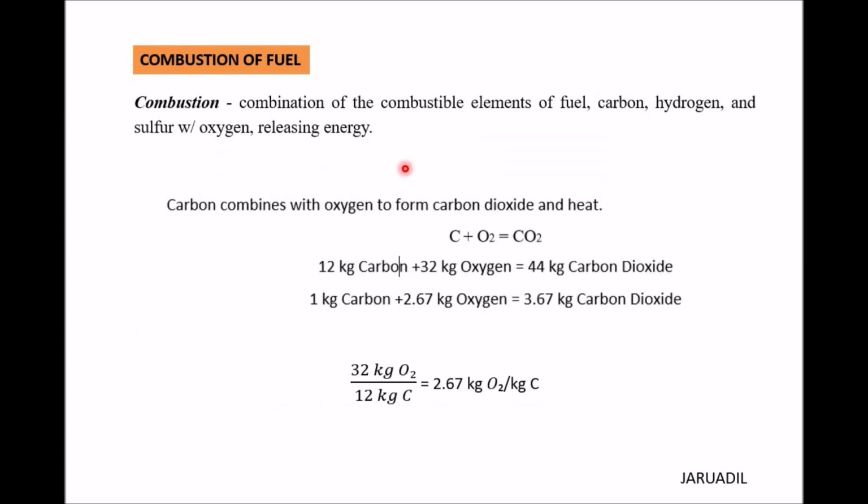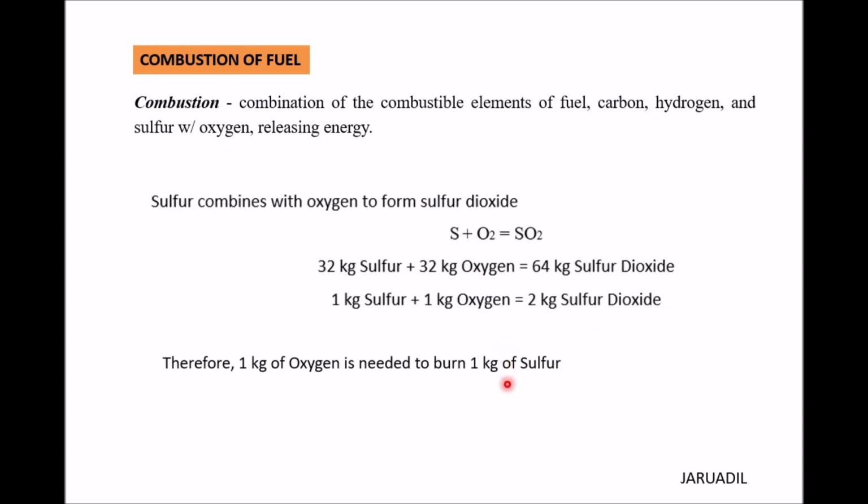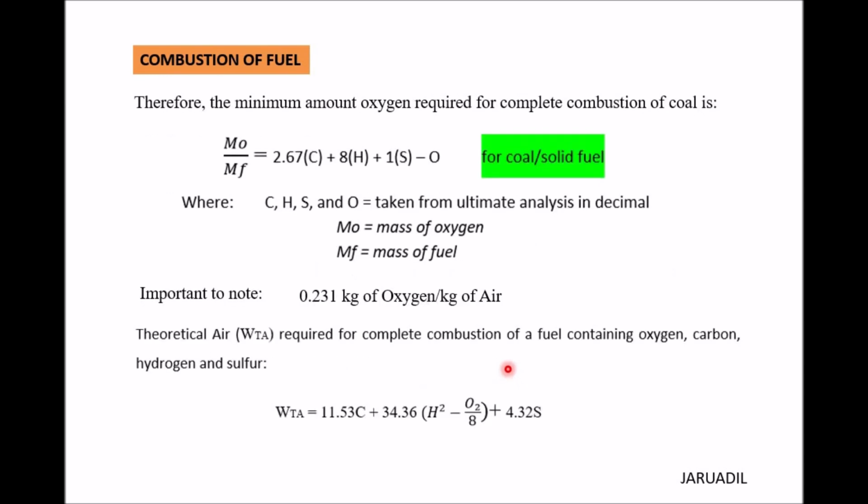1S, sulfur. Ito yan, 1 kilogram of oxygen per kilogram of sulfur. So, sinum up lang yan dito. Okay? 2.67 C plus 8H plus 1S minus oxygen. So, bakit sinubtract yung oxygen?